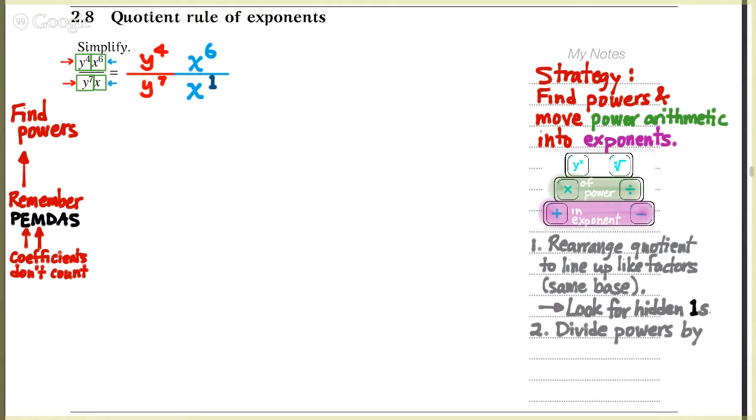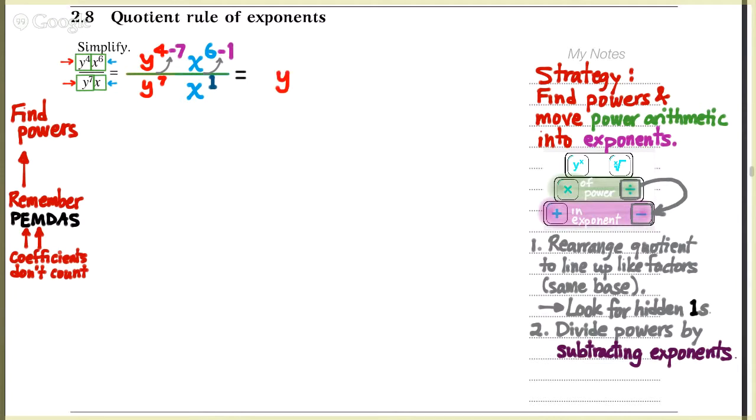So now we can move the arithmetic that's happening to the powers into the exponents instead. According to the arithmetic layer cake, if I'm going to divide powers, I can instead choose to subtract their exponents. So let's implement that strategy. I can simplify the powers of y that I have here by subtracting their exponents, 4 from 7. And I can simplify the powers of x by subtracting those exponents, 6 minus 1.